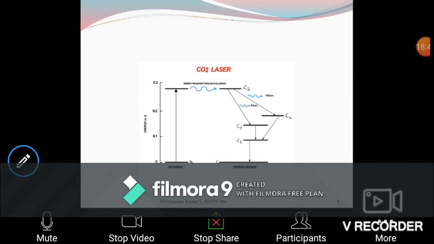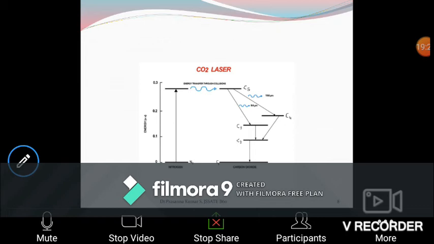That can be done by adjusting the resonant cavity, that is the mirrors around the active medium, in such a way that the length is an integral multiple of lambda by 2, where lambda is either 10.6 or 9.6 micron, whichever you choose. Whichever laser you choose, that particular laser gets multiplied. Only that particular laser is stimulated, so it produces a large number of stimulated emissions, and hence you will get that particular laser.